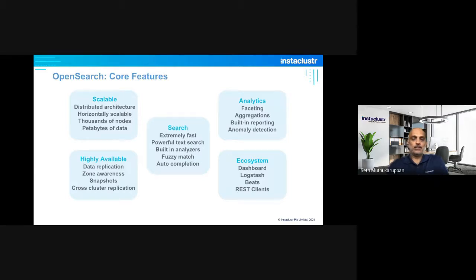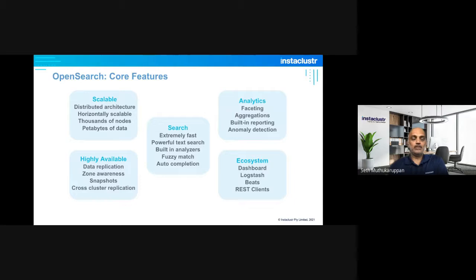So let's look at some of the core features of OpenSearch. And then some of these topics we'll look at in detail later. But let's start with scalability. OpenSearch is built with a distributed architecture. So that means that it is horizontally scalable. So you can add thousands of nodes, and the cluster can handle petabytes of data.